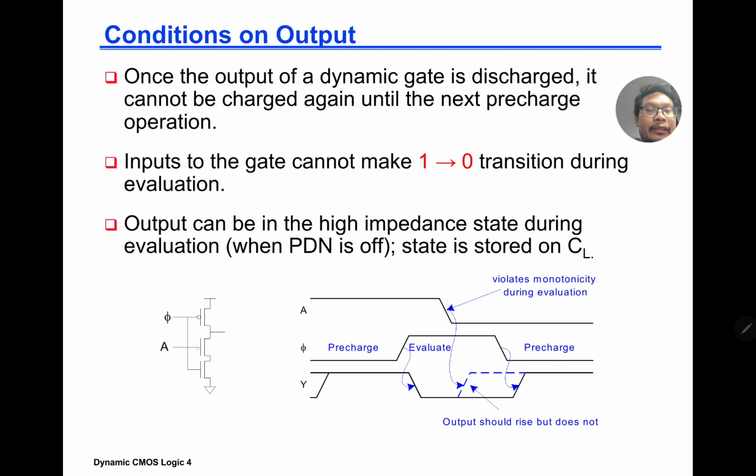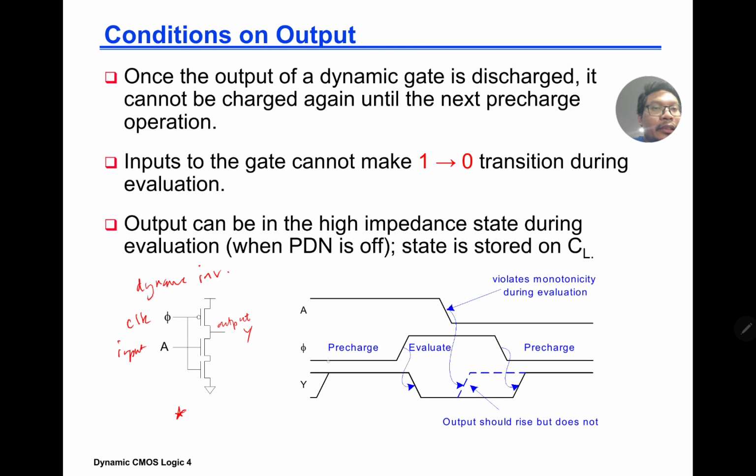If you can see the transistor level schematic on the lower left, this is basically your inverter. Here is your dynamic inverter. The dynamic inverter contains two NMOS and one PMOS. Here phi is your clock, A here is your input, and then your output is Y.